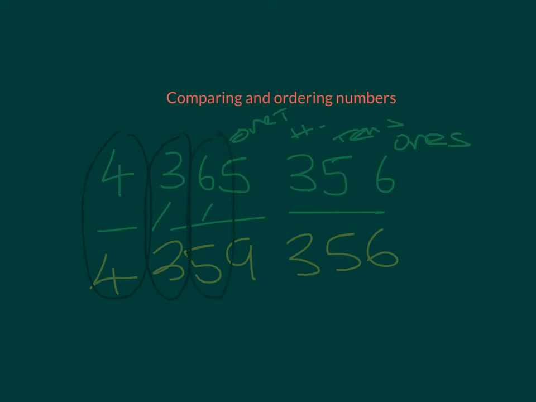You say, okay, look, in our 10,000s column, the top number has a 6 and the bottom number has a 5. So this is 60,000 here, and this is our 50,000. That tells us right away that this number is an entire 10,000 more. So therefore, this is our greater number, and this is our lesser or smaller number.